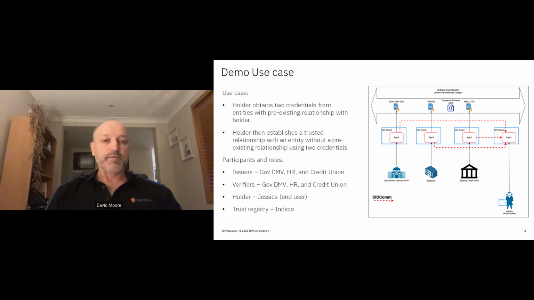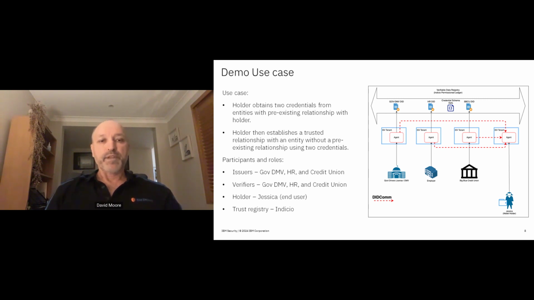The government-issued driver's license, the DMV, is going to be an issuer in this scenario, and each of the entities has an agent that they're paired with. An agent is essentially like a service endpoint that allows for communication and connections to be established between the parties that wish to participate. So the DMV has an agent in their tenant within ISV, and as an issuer, they publish their public DID documents that include public key information into the trust registry.